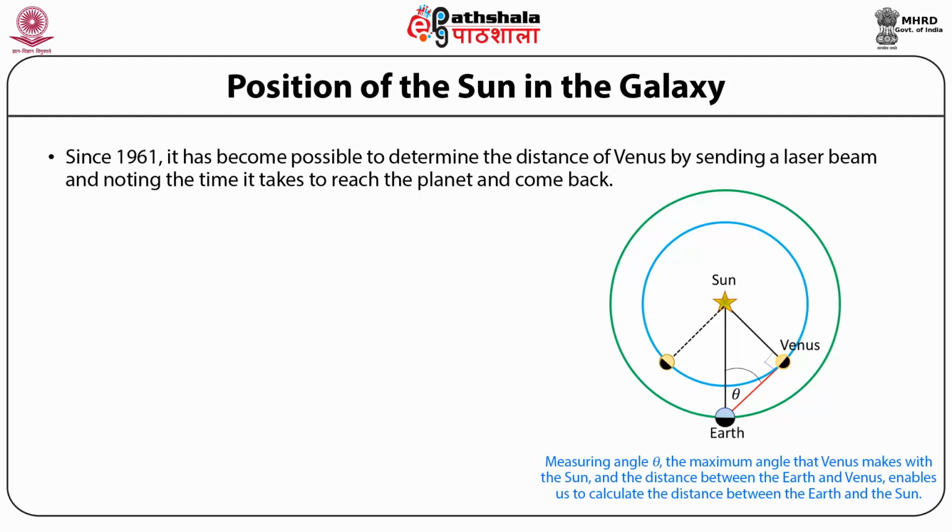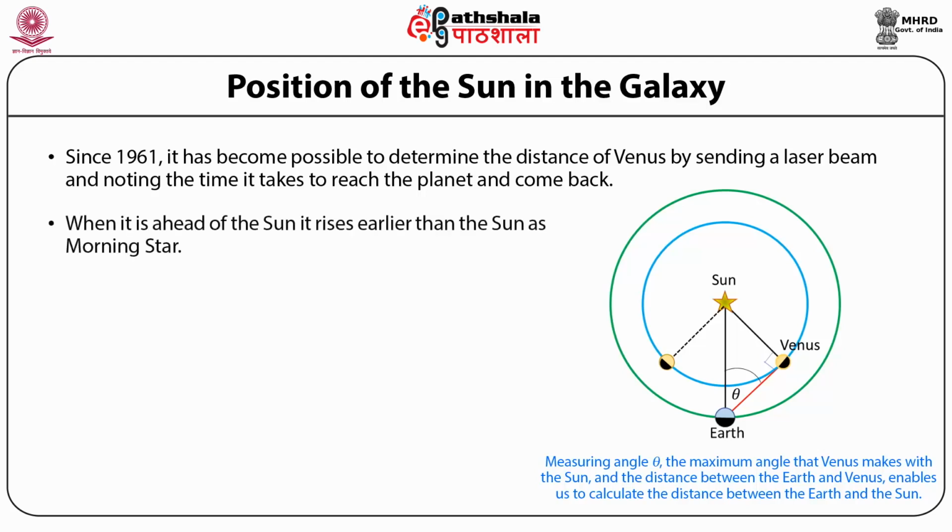From the orbits of Venus and Earth round the Sun, we can see that Venus does not depart from the Sun by more than angle theta approximately equal to 47 degrees. When it is ahead of the Sun, it rises earlier than the Sun, which we call the morning star. When it follows the Sun, it rises after sunset and it is called the evening star.